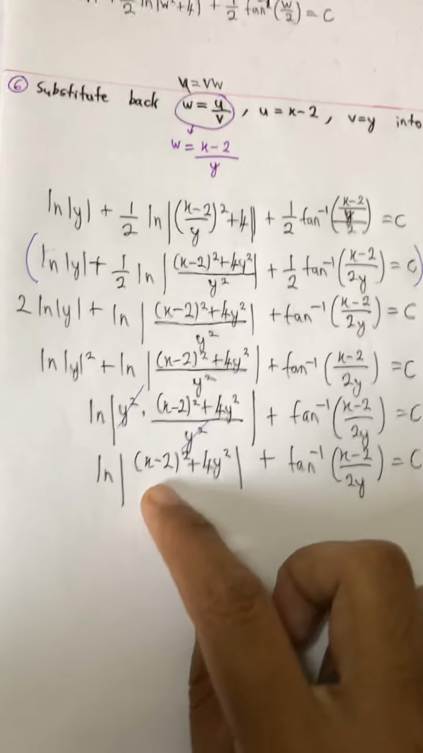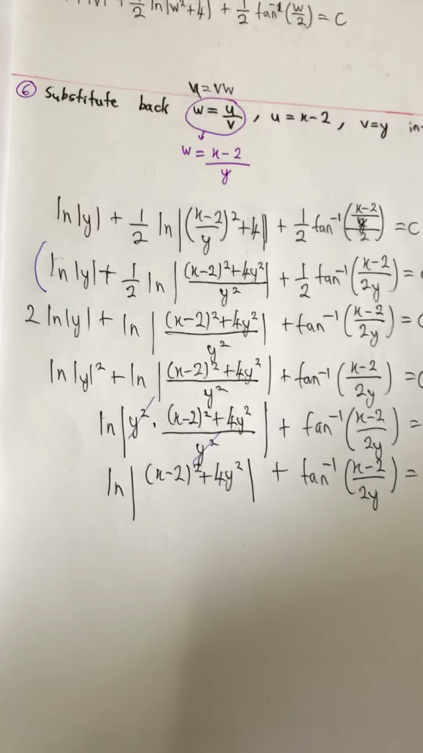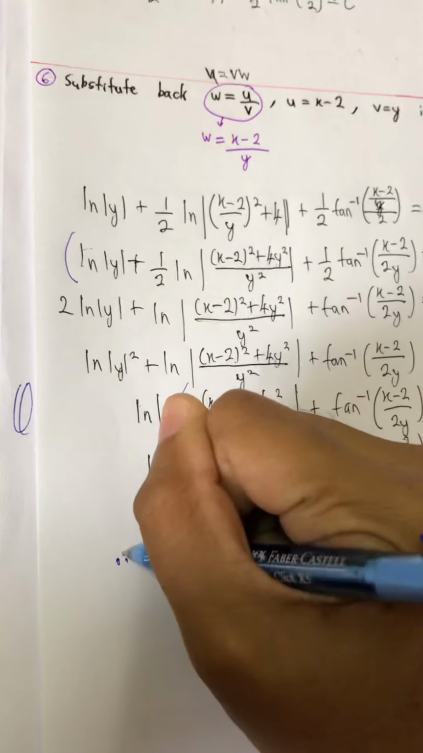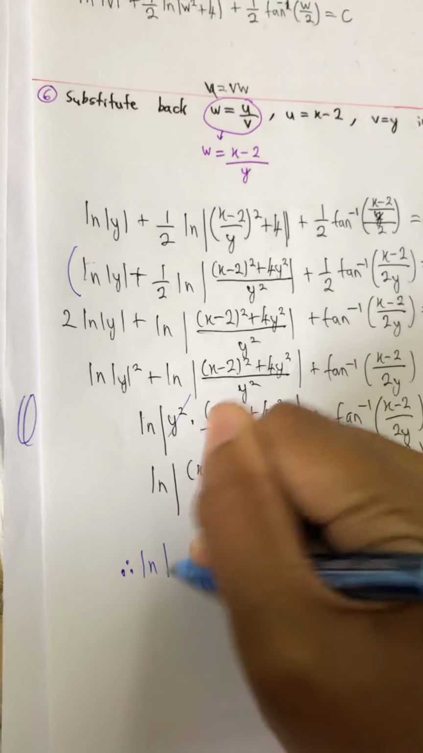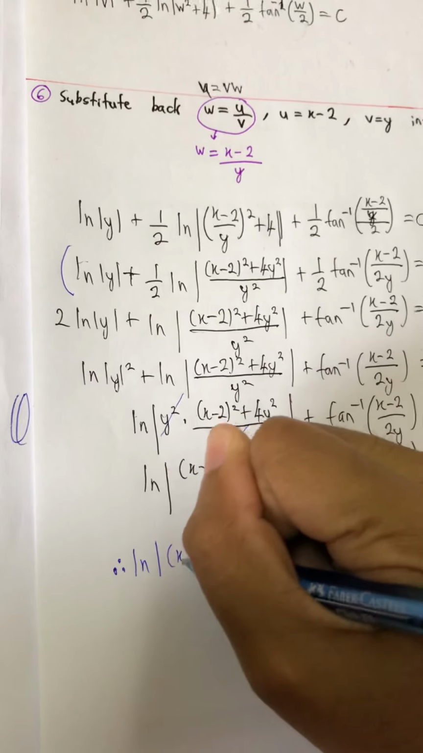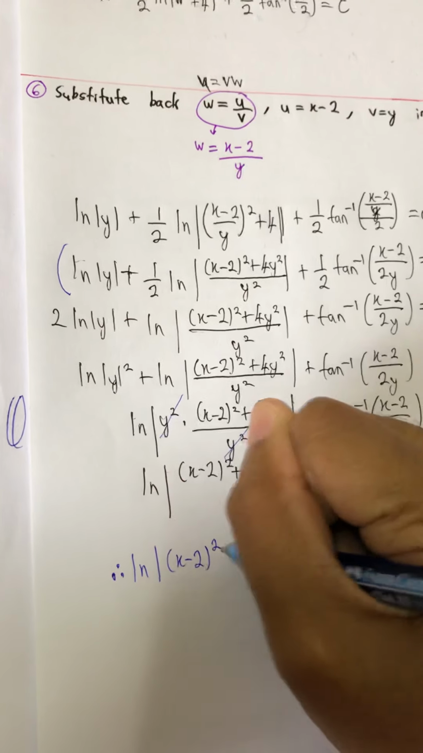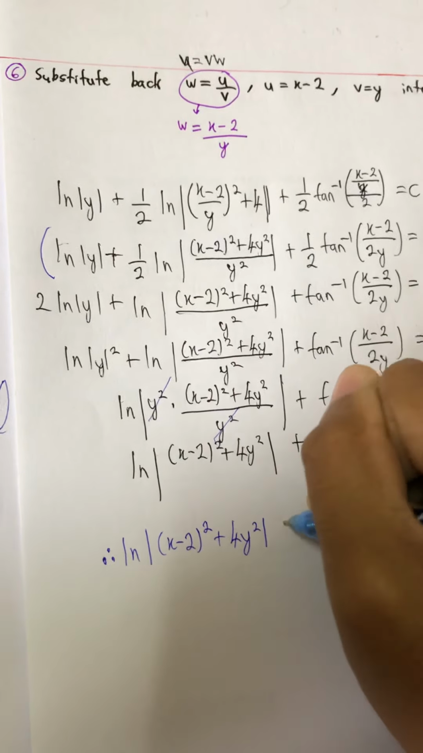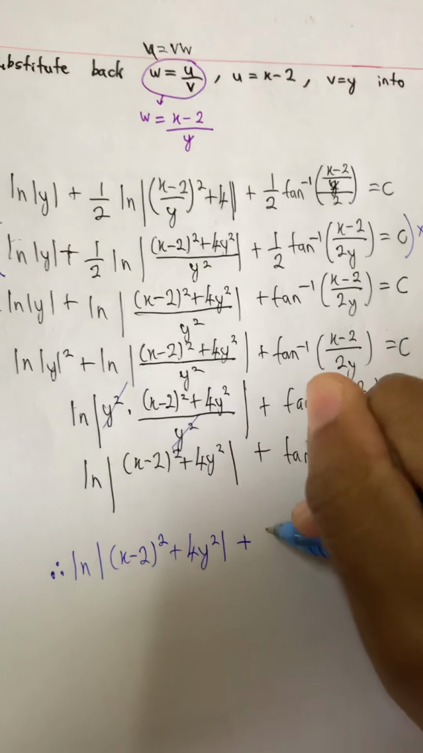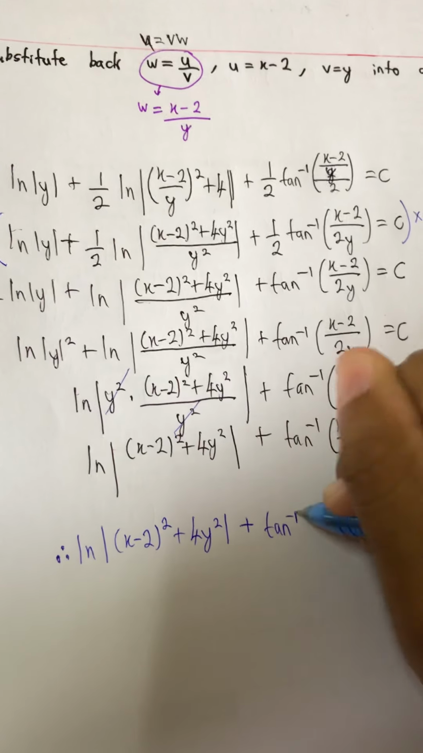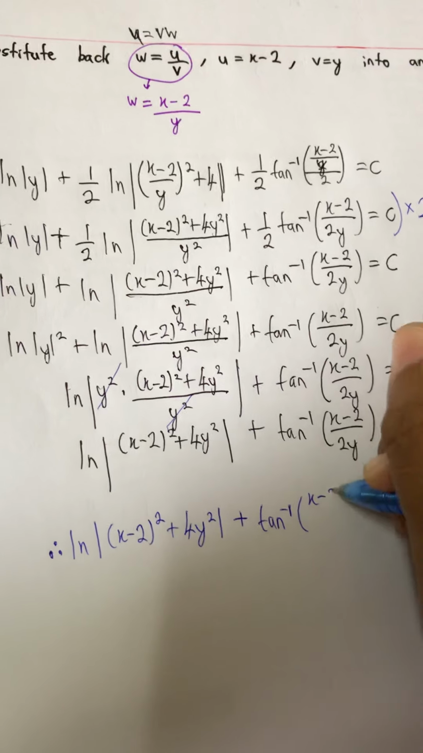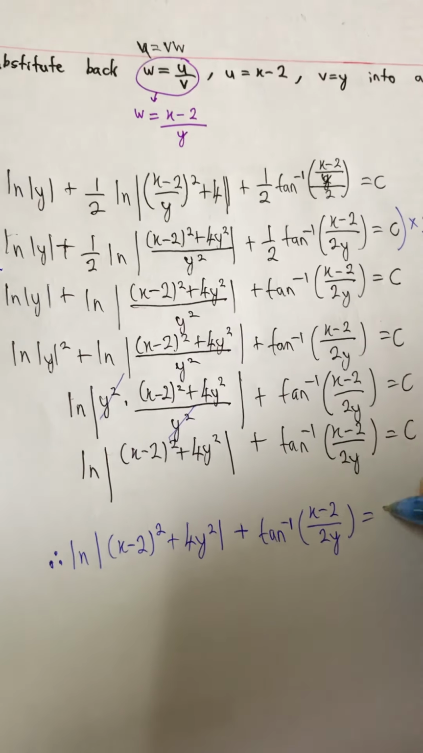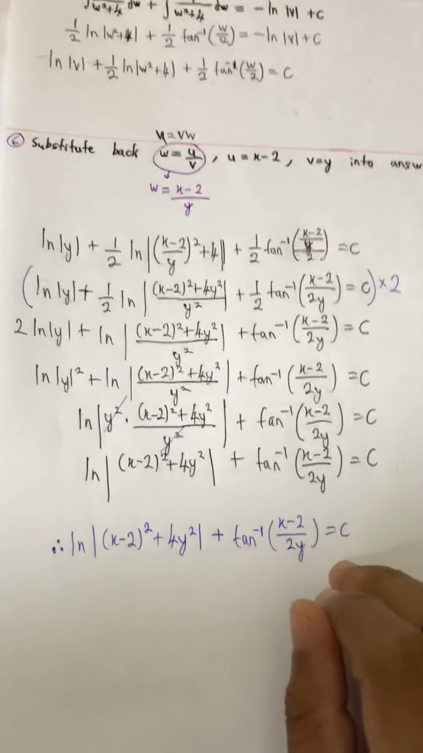So now this is our final answer. We leave the answer in terms of x and y. So our final answer is ln of ((x − 2)² + 4y²) plus tan⁻¹ of (x − 2)/2y equal to c. So here we get the final answer.